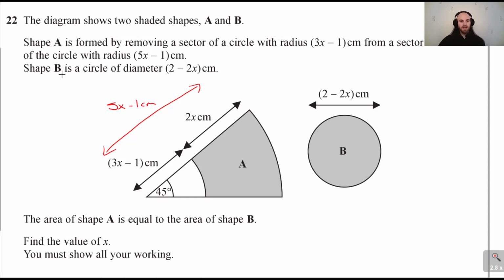And then for shape B, shape B is a circle of diameter 2 minus 2x, which you can see here, centimeters. The area of shape A is equal to the area of shape B. Find the value of x. You must show all your working.